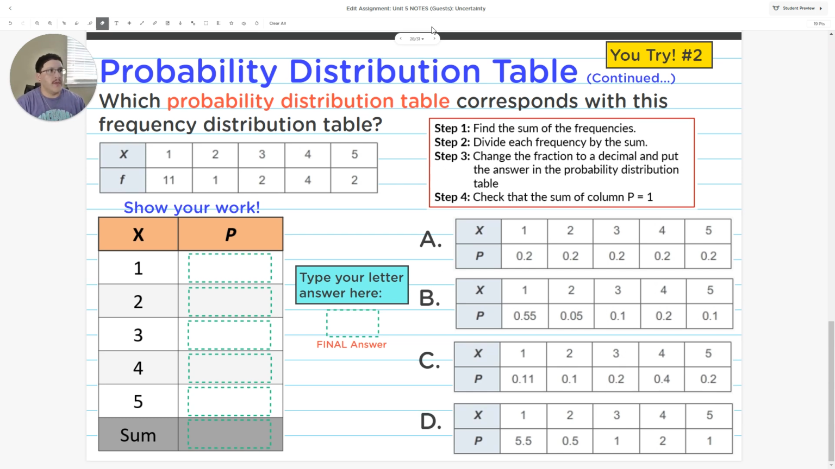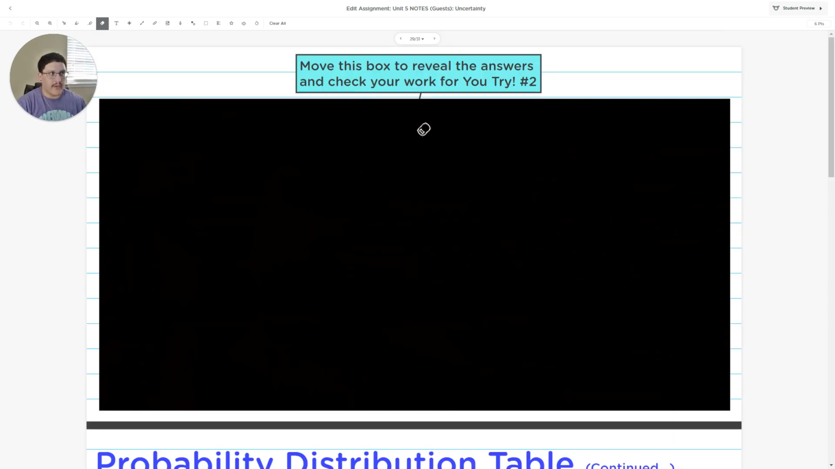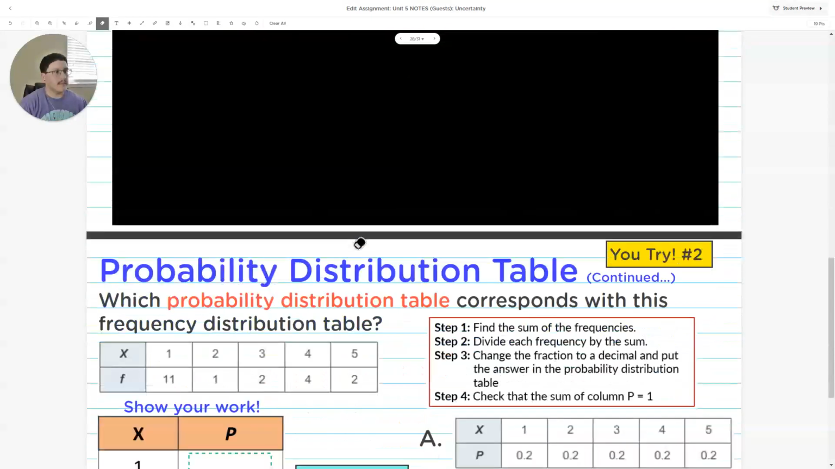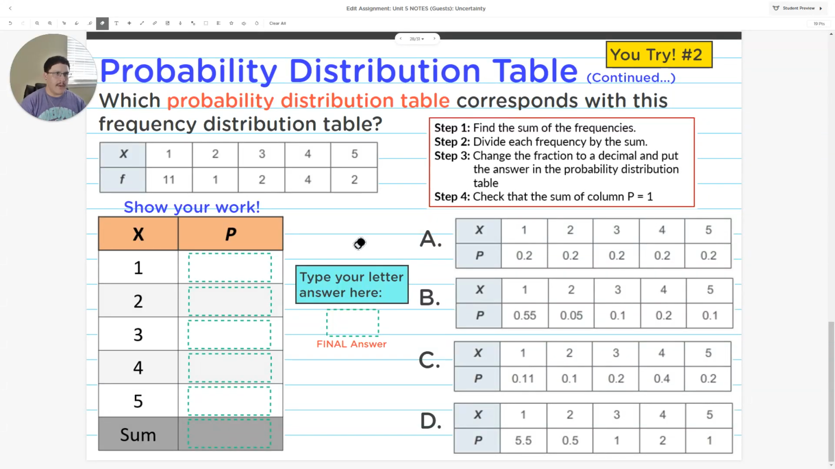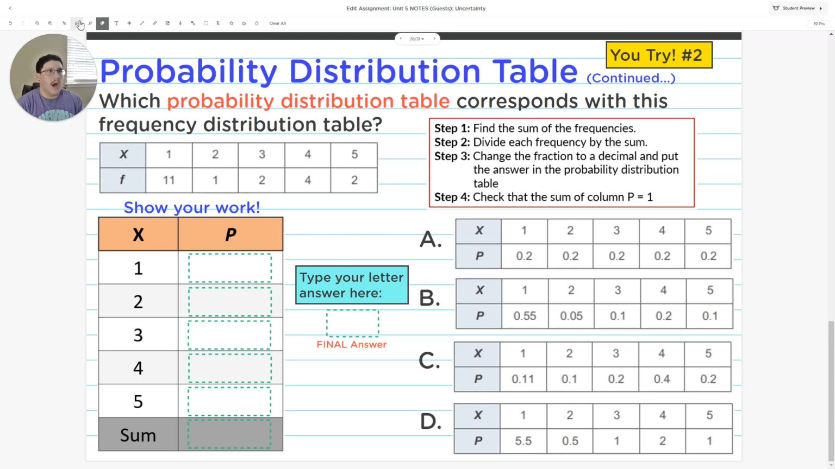Follow the steps. If you need to see if you're doing everything correctly, go to the next page on Classkick, where you can move that box to see if you're doing everything correctly. But all right, at this time, I would like for y'all to pause the video and try this problem on your own. Otherwise, I'm going to continue on and show y'all how to do this.